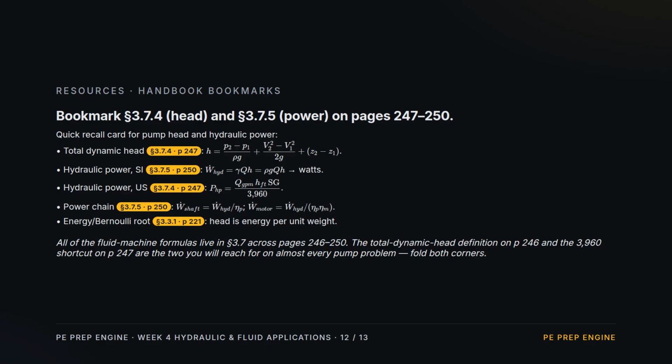Bookmark the pump pages. The total dynamic head definition. The three-term sum of pressure, velocity, and elevation head. Hydraulic power in SI, gamma QH straight to watts. The US shortcut with the 3960 constant. The power chain to shaft and motor power. And the root of it all from Bernoulli. Head is energy per unit weight. The head definition and the shortcut are the two you'll reach for on almost every pump problem.